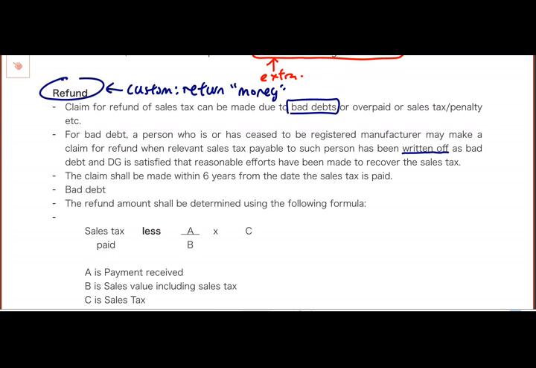Now, not only must you write it off, you also need to make sure that you have demonstrated reasonable effort. So simply writing off is not enough. You have to have evidence, like: I've tried calling the person X number of times, I've sent a lot of letters, I cannot get back the money.